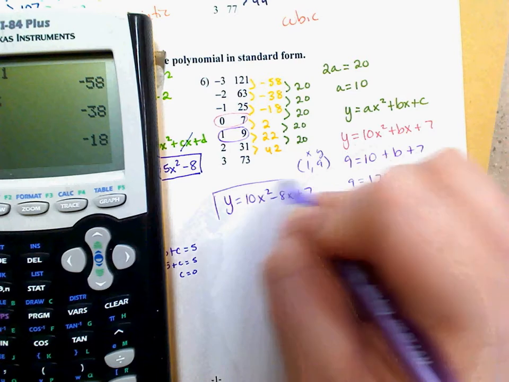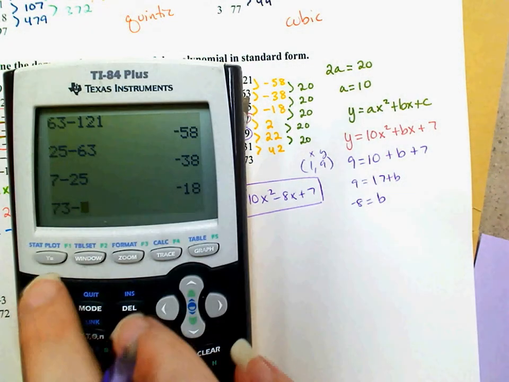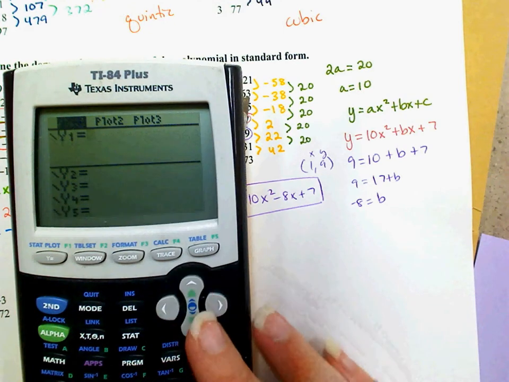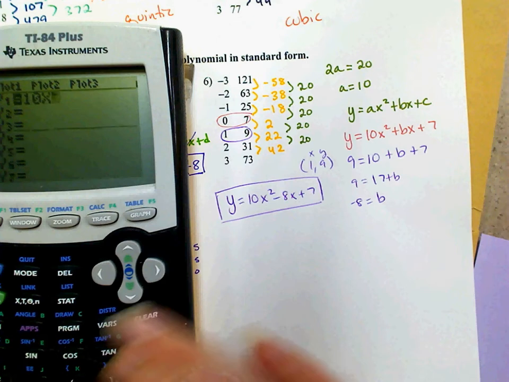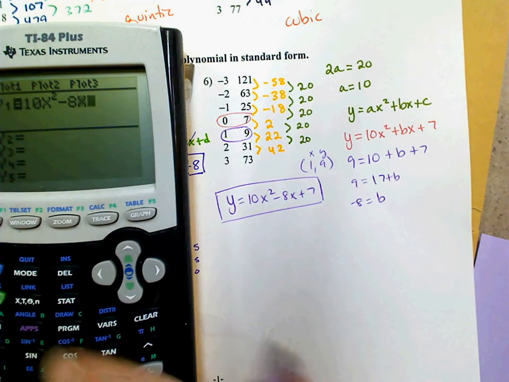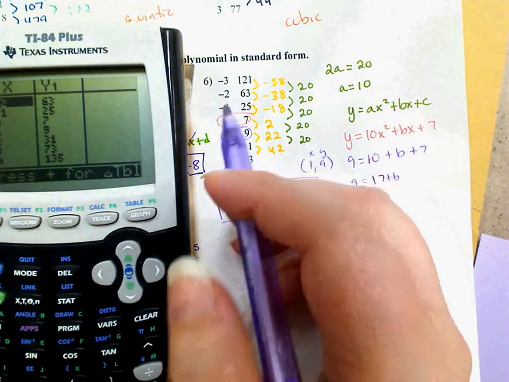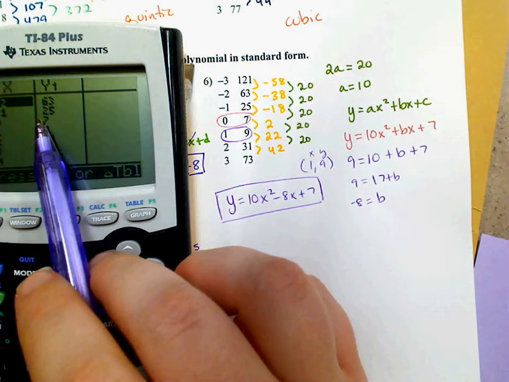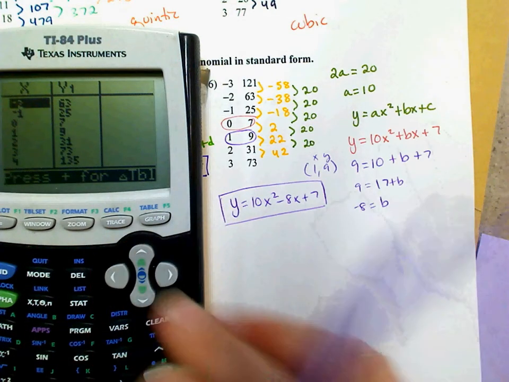And if I want to make sure, then I go to y equals, let me clear all that, turn off the plot one, 10x squared minus 8x plus 7, and then I go to the table. And I see that at negative 2 I'm at 63, at negative 1 I'm at 25, at 0 I'm at 7, at 1 I'm at 9, I'm good. Okay. So now let's do number 7.